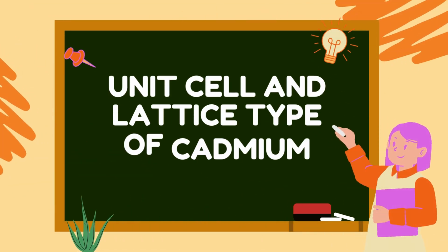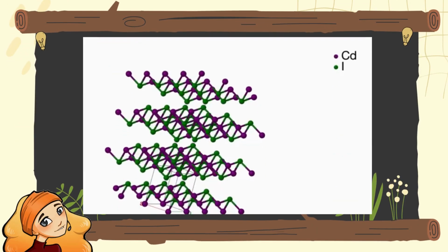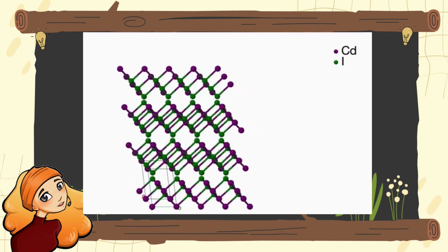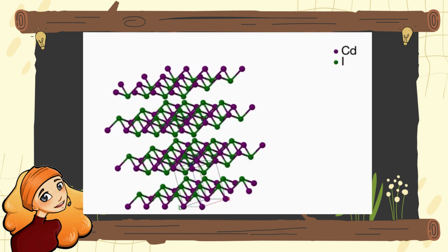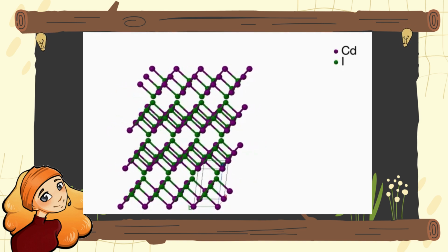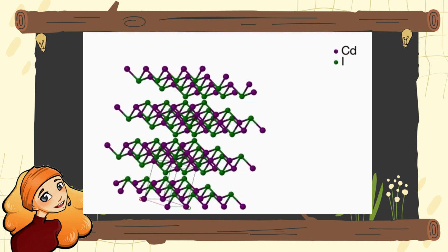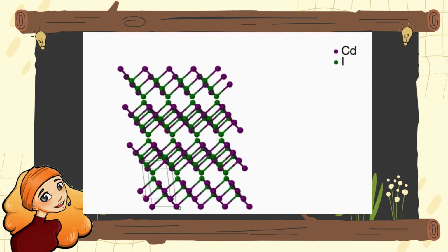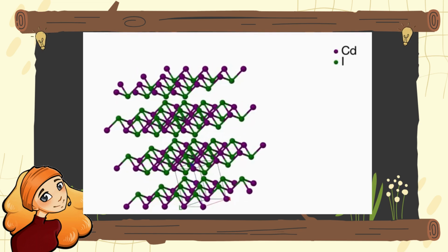Unit cell and lattice type of cadmium iodide. These are a large continuous repeating unit hexagonal cell of cadmium iodide compound, where the green circle represents the iodide ion and the purple circle represents the cadmium ion. And based on this large continuous repeating unit, we can zoom into one unit cell.